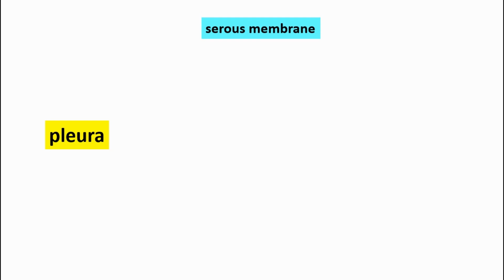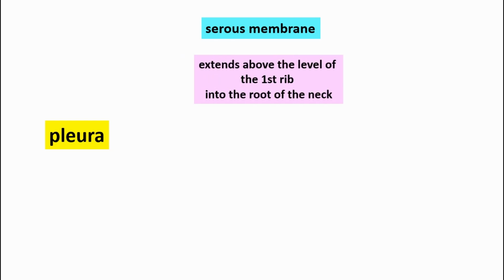It is useful to sit down and write some notes about what we have discussed and what we have seen. So the pleura is a serous membrane. What does serous membrane mean? It means that it lines a cavity that does not open to the outside environment, and it extends from above the first rib and into the root of the neck, because the apex of the lung extends above the first rib.